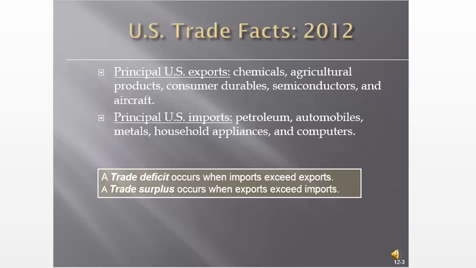Principal U.S. exports include chemicals, agricultural products like corn and soybeans, consumer durables, semiconductors, and aircraft. Principal U.S. imports include petroleum, automobiles, metals, household appliances, and computers. Remember, a trade deficit will occur when imports exceed exports, and a trade surplus will occur when the opposite happens, when exports exceed imports.